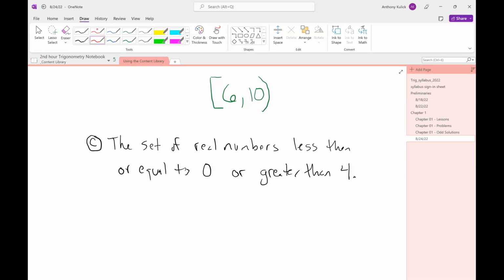So we're talking about what happened here. What happened? Oh, there we go.